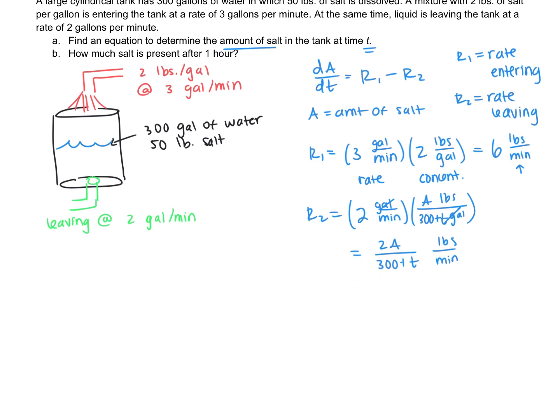Okay, so where does this bring us to an equation? I'm going to continue on the left side. So I have dA/dt equals 6 minus 2A over 300 plus t. Is there anything else that we haven't used? Well, we still need an initial condition. We know at time 0, there are 50 pounds of salt in the tank.